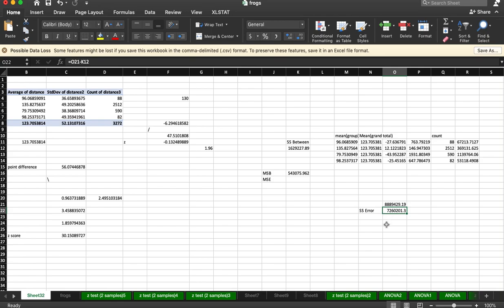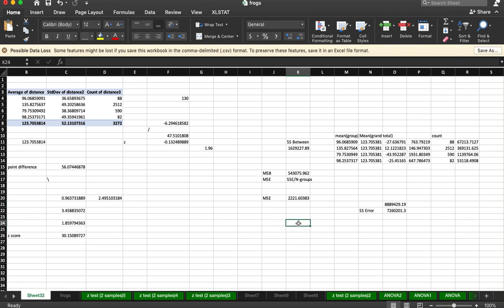All right. My mean squared error is the sum of squares error divided by the total number of observations minus the groups. So it's n minus groups. That means it's this divided by this number, and we have 4 groups, minus 4. There we go. So our mean squared error is this number.